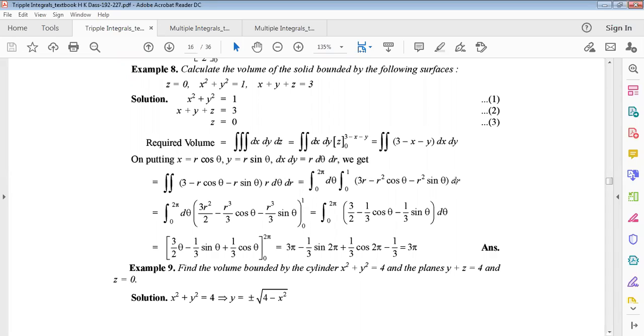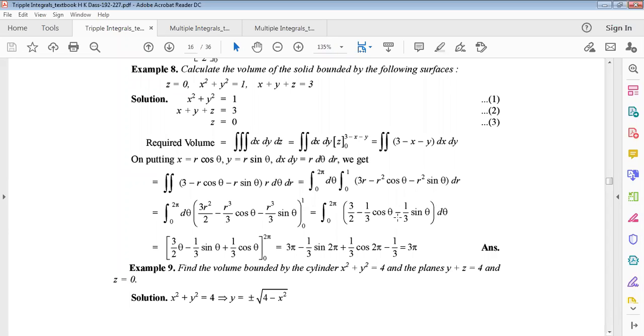Now integrating with respect to r. This is r squared by 2, r cube by 3, and r cube by 3. All other terms are treated as constants. Now just putting upper limit 1 in place of r, we get this. Putting 0 in place of r, we get whole 0. This way. Now taking integration with respect to theta.